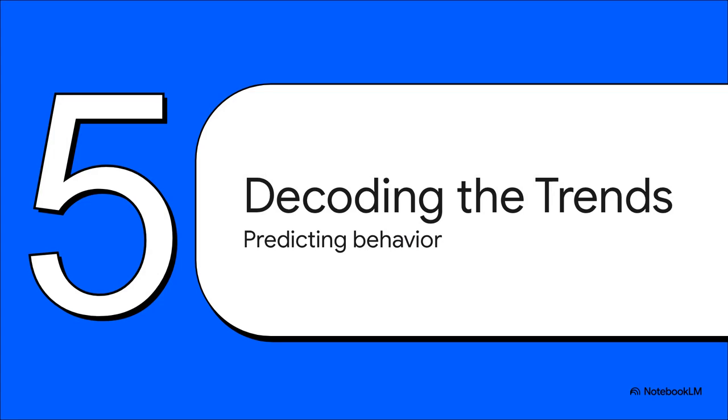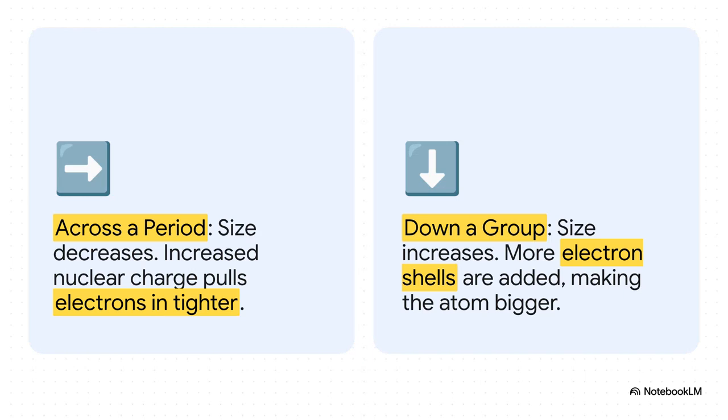So now that we have the code, valence electrons, we can actually use it. We can use it to understand and even predict all those trends we see across the entire map. Okay, let's take atomic size. When you move across a period, you're adding more positive charge to the center, to the nucleus, and that extra charge pulls all the electrons in a little bit tighter, which actually makes the atom shrink. But when you move down a group, you're adding a whole new shell of electrons, kind of like adding another layer to an onion. So naturally, the atom gets bigger.